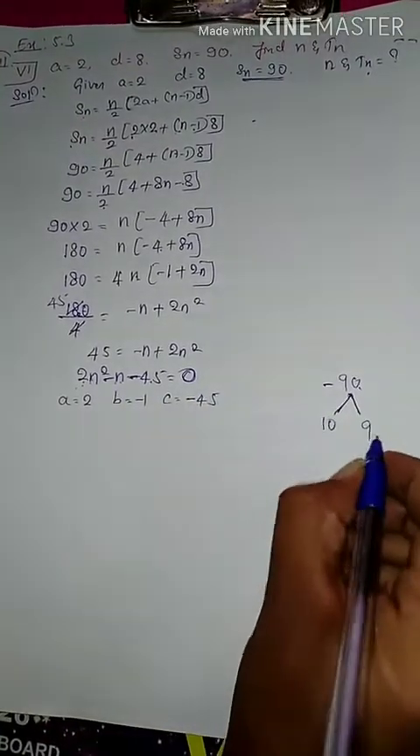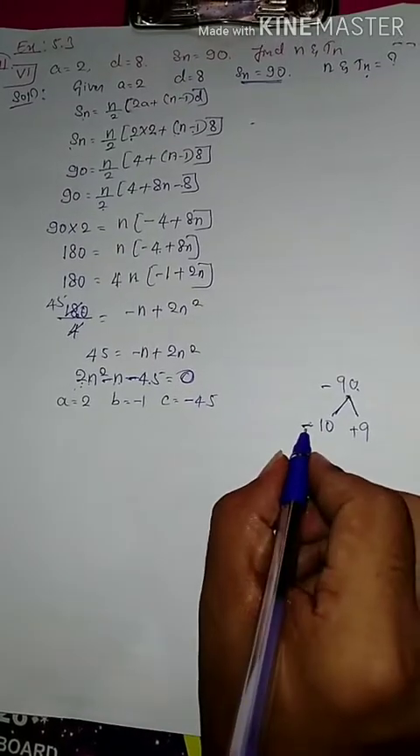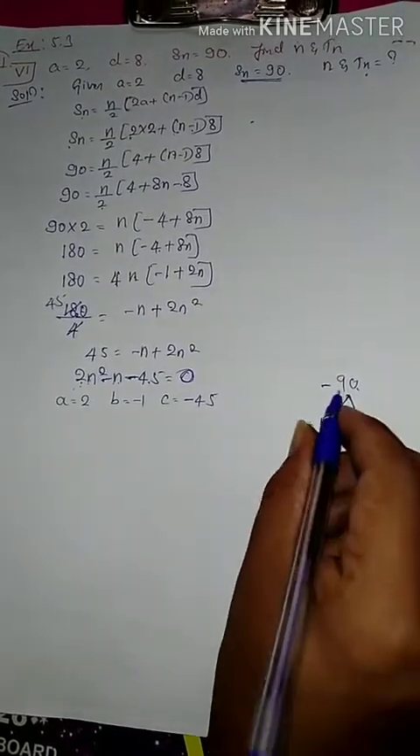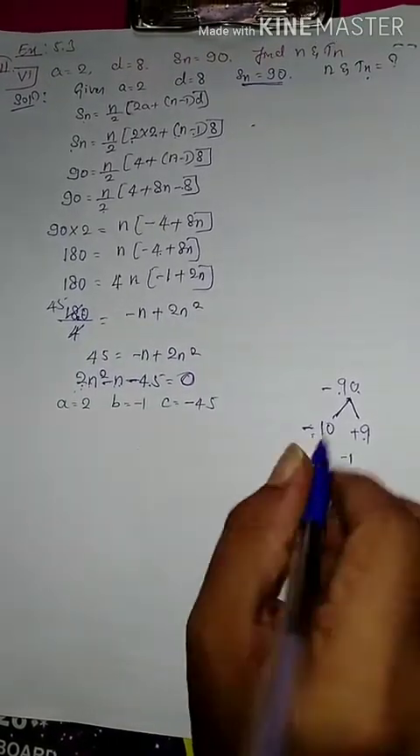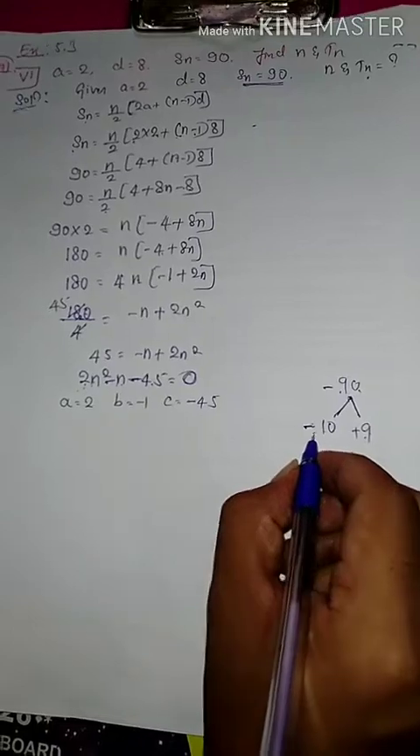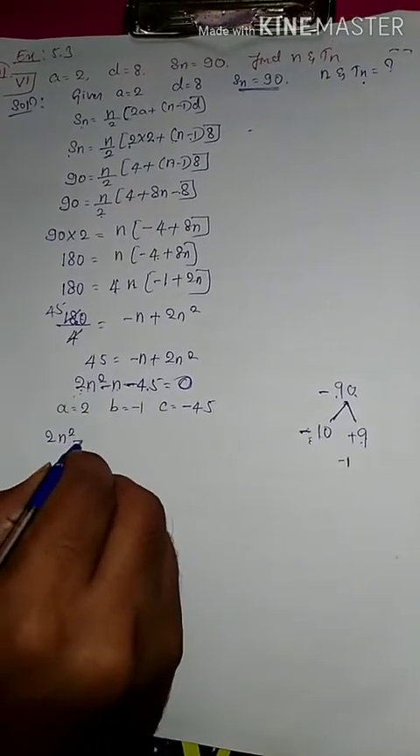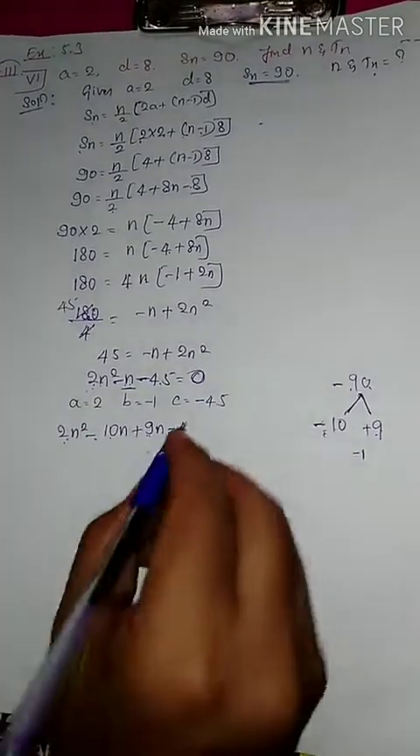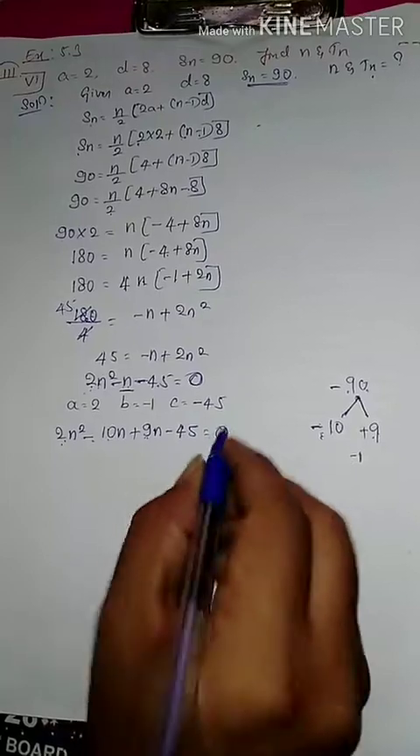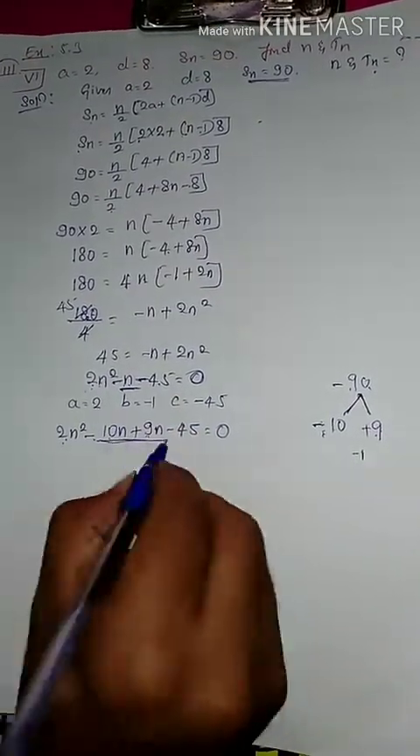10 9s are 90, plus 10 or minus 10 plus 9. Minus 10 into plus 9 is minus 90, 10 9s are 90, and minus 10 plus 9 is minus 1. Therefore the possible factors are minus 10 and 9. So this equation 2n square minus n is split as 2n square minus 10n plus 9n minus 45 is equal to 0. Here minus 1 is split as minus 10 and plus 9.